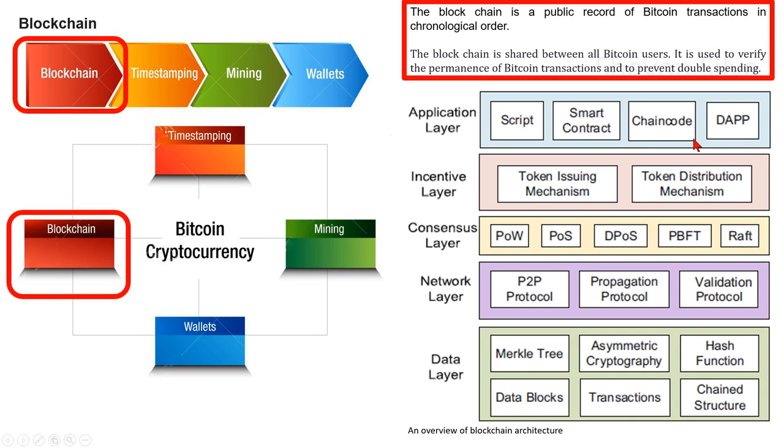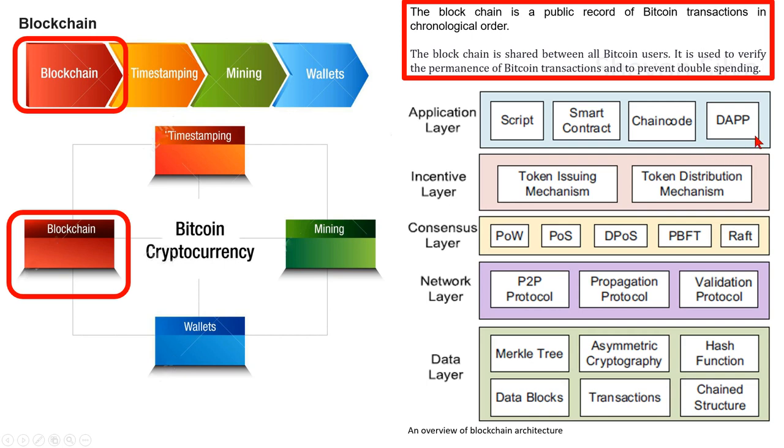Chaincode. Chaincode functions similarly to a smart contract. It is a terminology in Hyperledger Fabric. Chaincode is a program written in Go, Node.js or Java that implements a prescribed interface. In Hyperledger Fabric, chaincode runs in an independent Docker container that is isolated from other processes. The blockchain ledger is initialized and managed by chaincodes. Applications need to invoke chaincodes to change the ledger state.